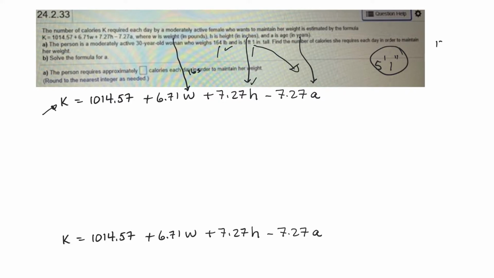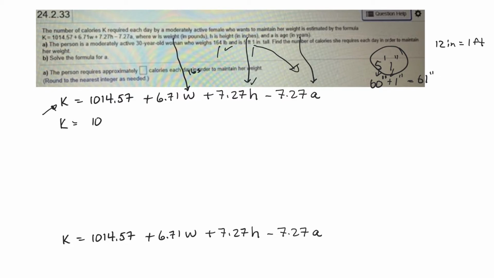I do know that there's 12 inches in 1 foot. So 5 times 12 would be 60. So it'd be 60 inches for the 5 feet, and then one more, so that'll be a total of 61 inches. Okay, so let's plug numbers in.